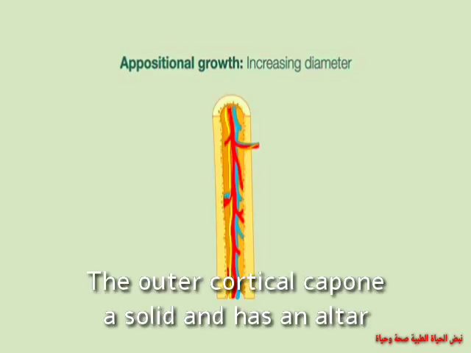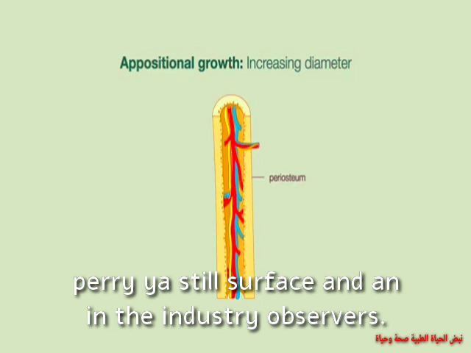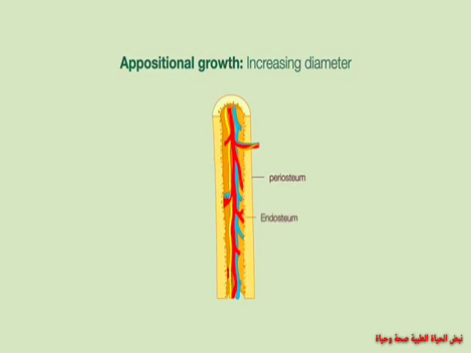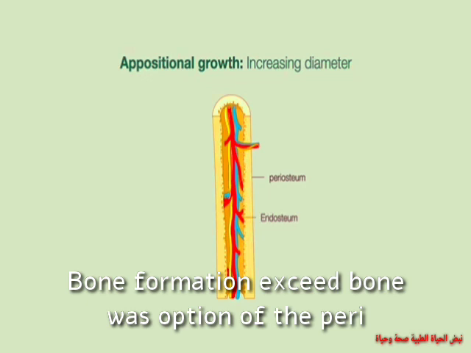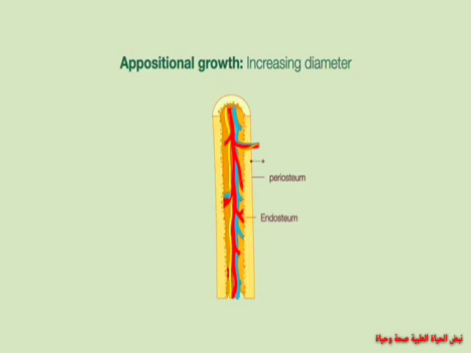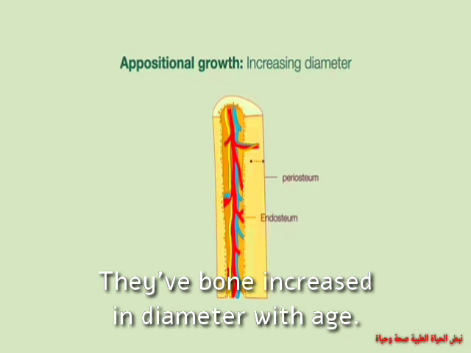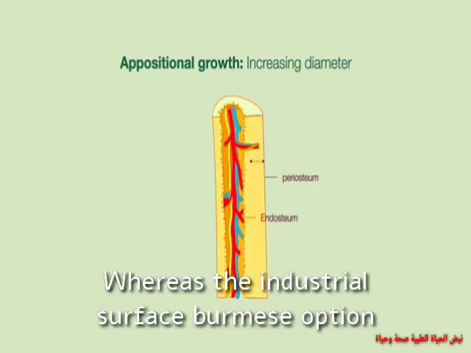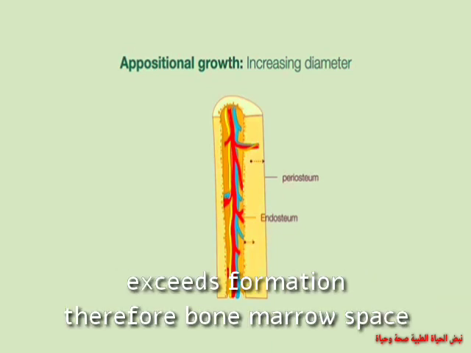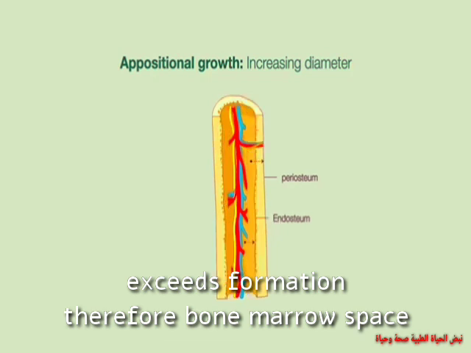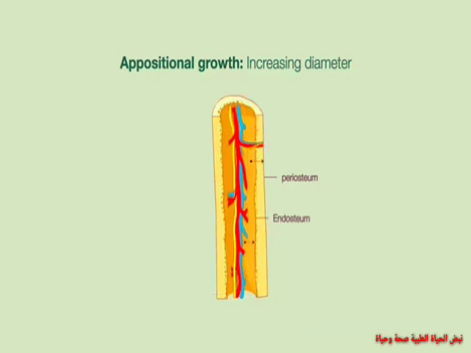The outer cortical bone is solid and has an outer periosteal surface and an inner endosteal surface. Bone formation exceeds bone resorption of the periosteal surface, therefore bone increases in diameter with age. Whereas at the endosteal surface bone resorption exceeds formation, therefore bone marrow space increases with age.